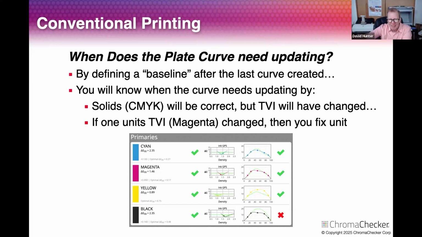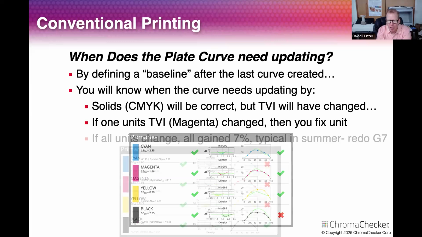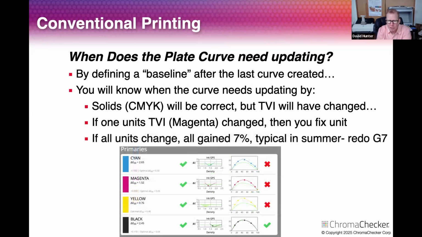Well, I'd start looking at that unit to fix that unit. Maybe there's too much packing or the pressure between the cylinder and the blanket's wrong. But I'd be looking at the unit to fix to get it back lined up with how it should be operating. Whereas if all the dot gains are high, like in this case, that could be a change of season.